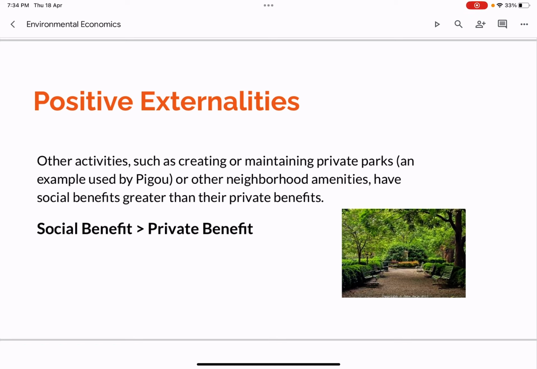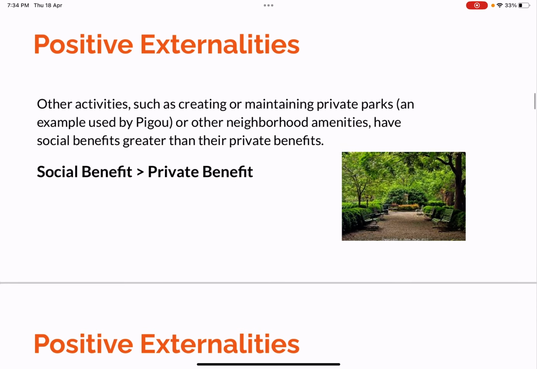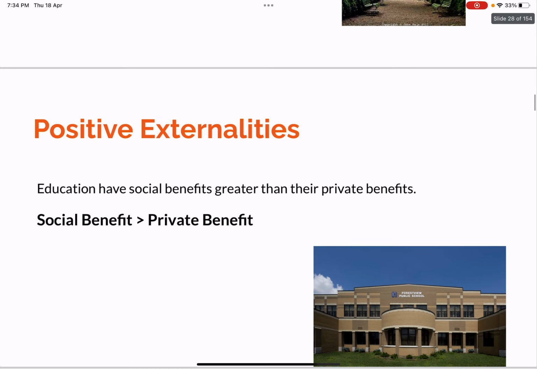So even when the parks are private and they are not public, if they are kept in a neighborhood, the neighbors who are not paying for that private park would be benefited from that. So that is what it means, that the third party is additionally benefited over and above the parties who are the stakeholders. So the social benefit is clearly greater than the private benefit.